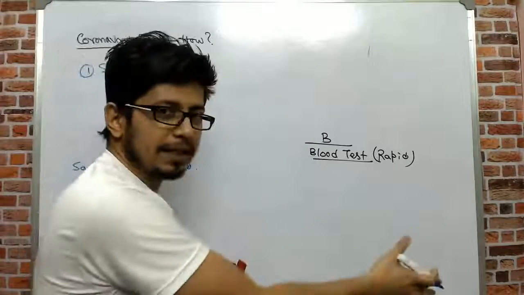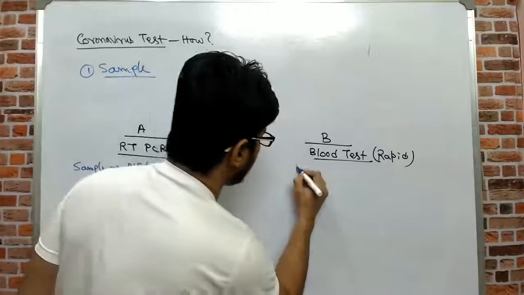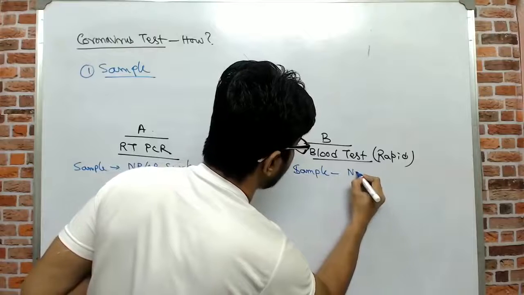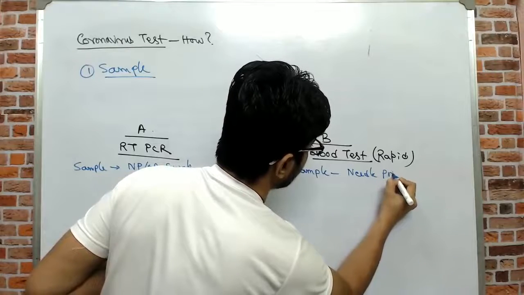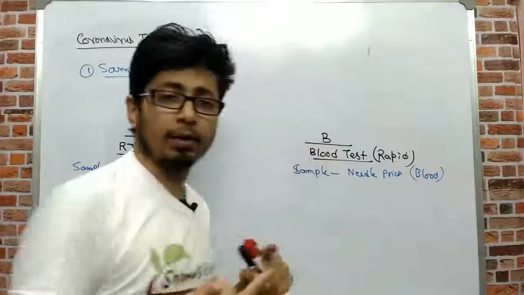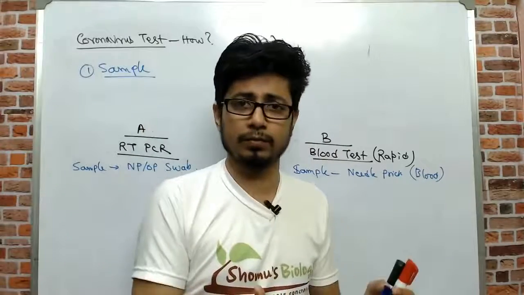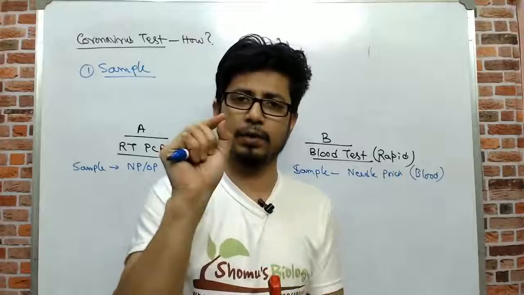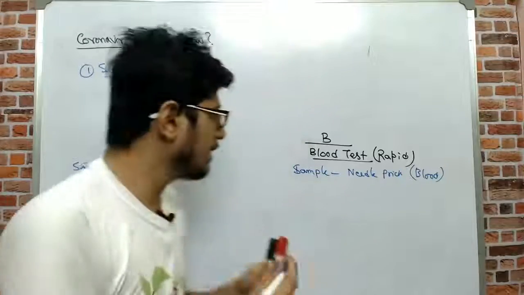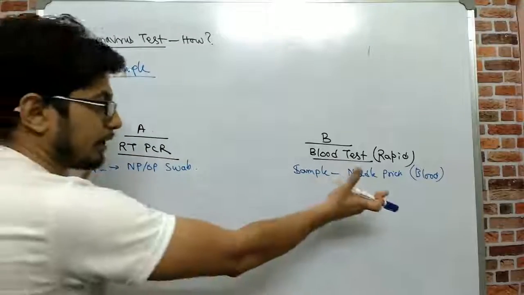But for a blood test purpose, we only take blood as a sample. So the sample in this case is a simple needle prick and simple blood that generally you take for the sugar test, the home sugar testing kit. Just a prick of your finger, and then put the drop of the blood. So these are the two different samples for two different types of testing.